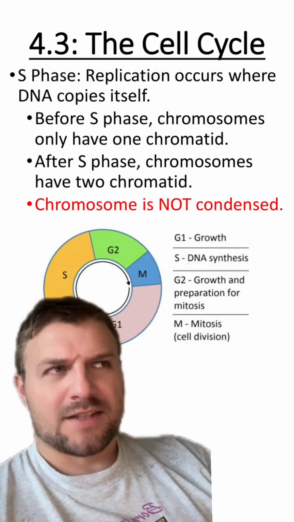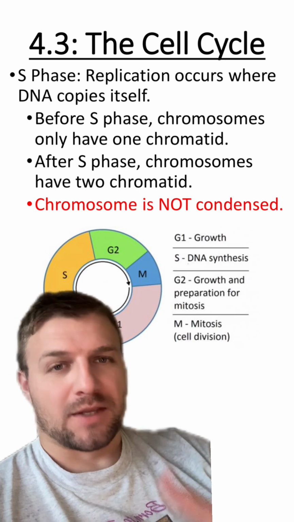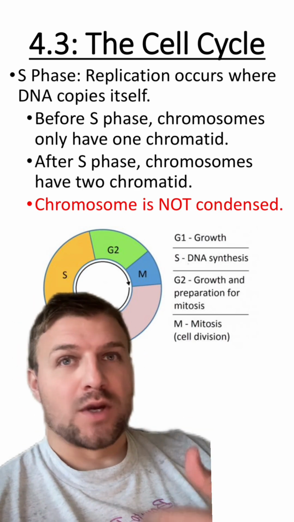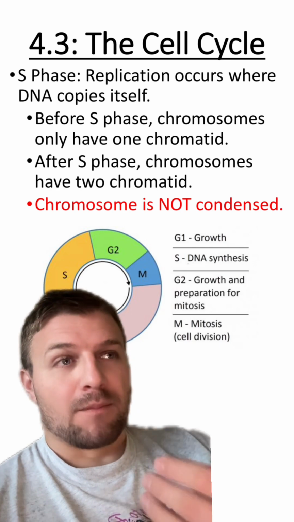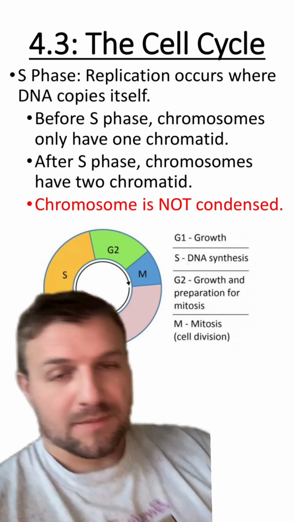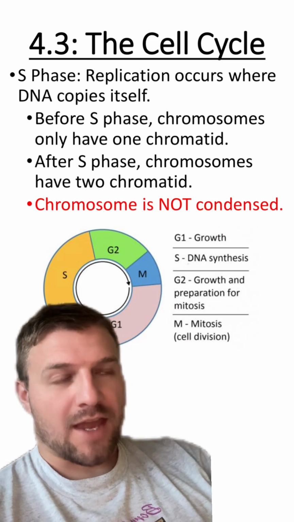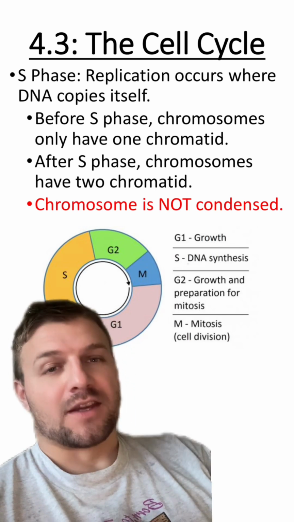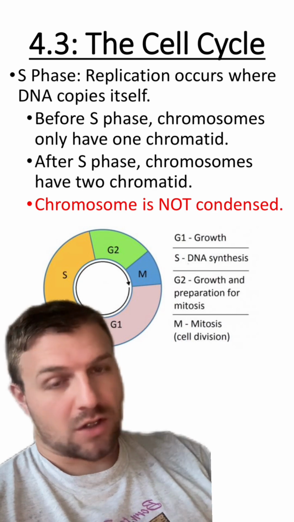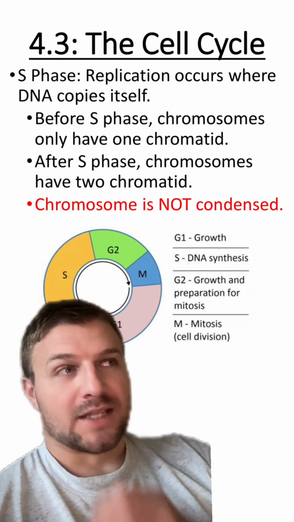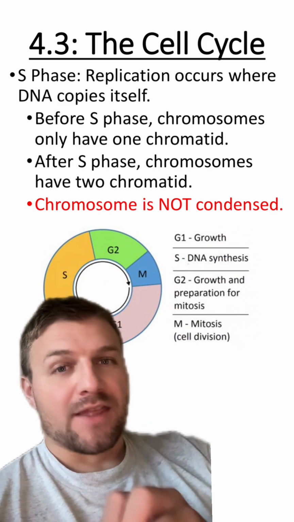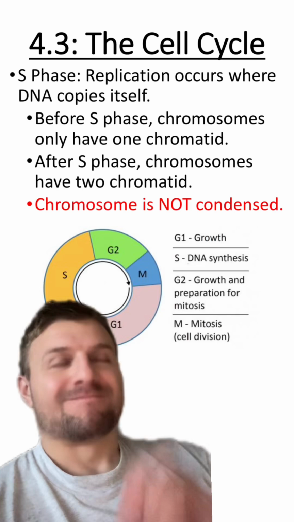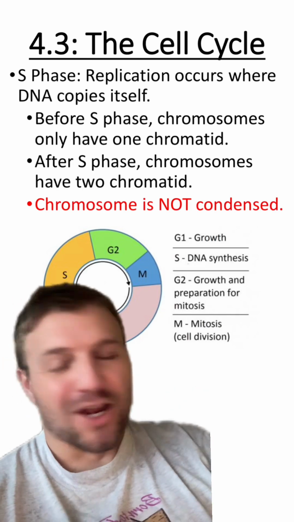S phase stands for the synthesis phase, and this is when replication occurs. Replication is when the DNA copies itself, making an identical copy. Before S phase, the chromosomes only have one chromatid. After S phase, the chromosomes will have two chromatids, and these two chromatids will be attached at their centromere, and they will be sister chromatids. Again, the chromosomes are not condensed yet.